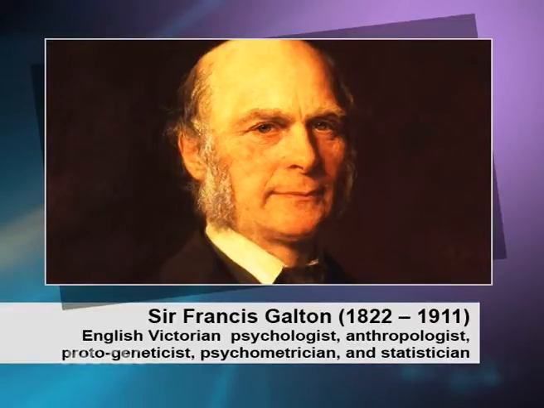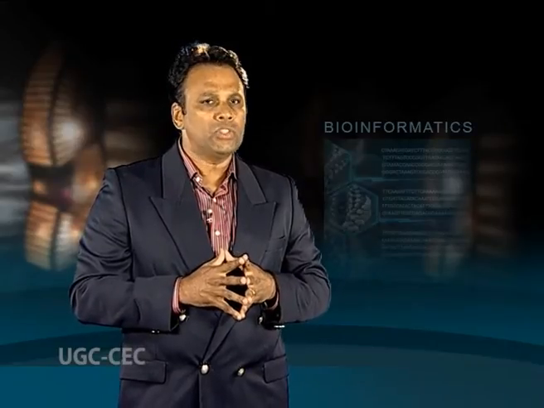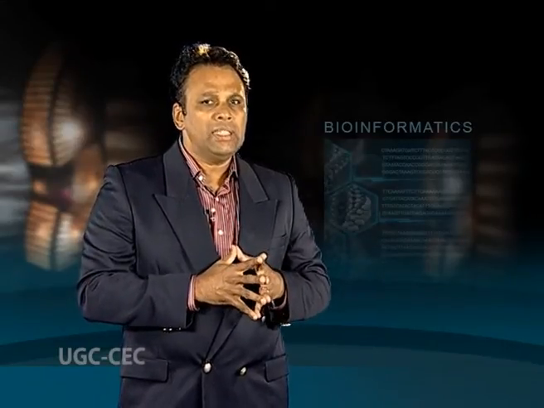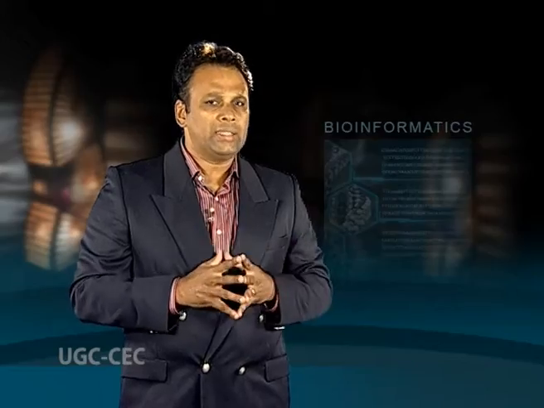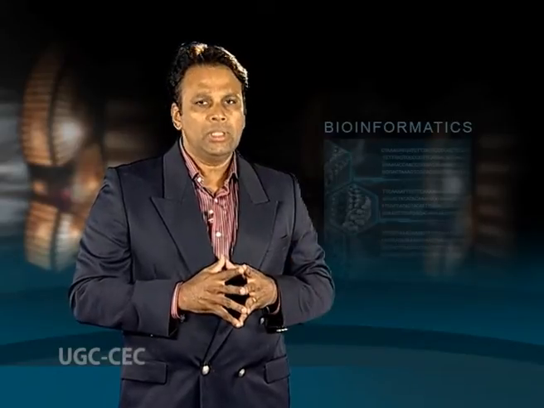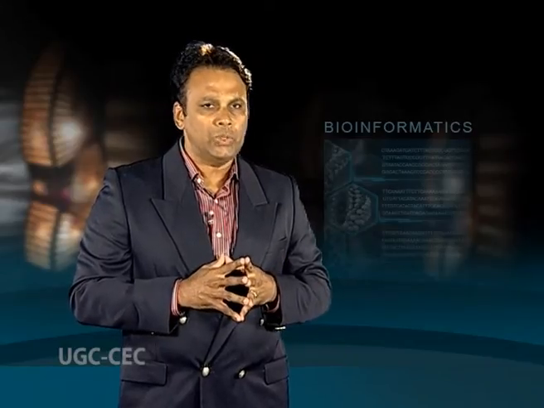Sir Francis Galton, who was a fellow of the Royal Society, a protogeneticist, psychometrician and a statistician, was the first to apply statistical methods to the study of human differences and inheritance of intelligence. And Karl Pearson, again a fellow of the Royal Society, known for Pearson's chi-square test, studied some human traits such as intelligence quotient, height and weight by statistical techniques in the 19th century.